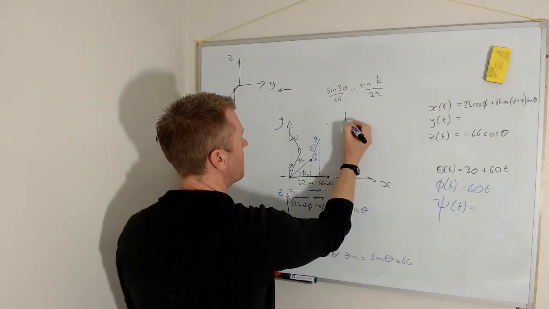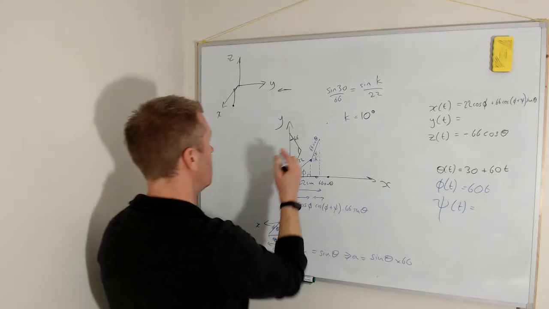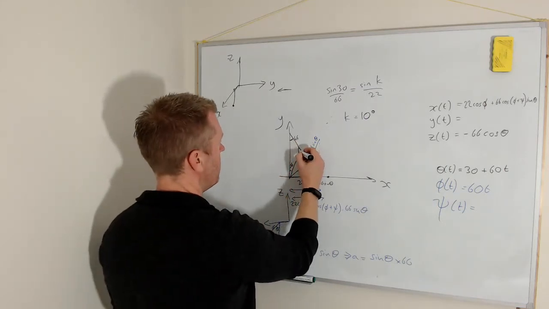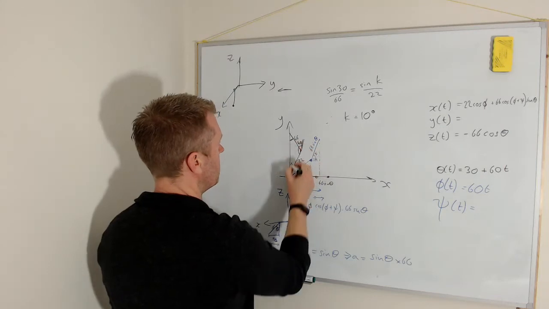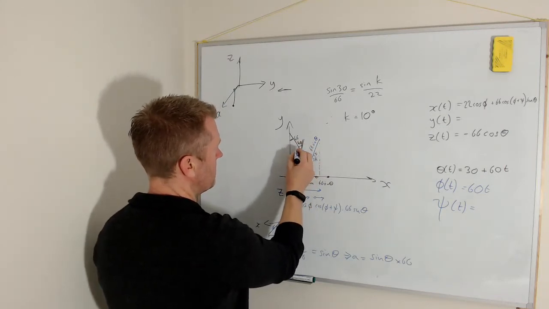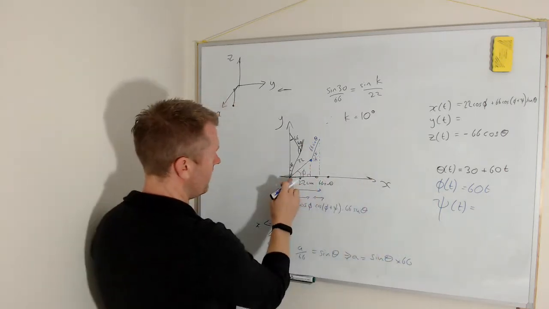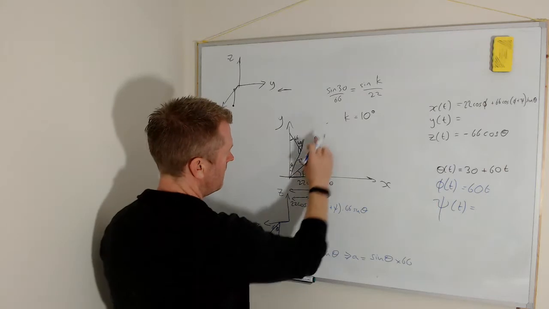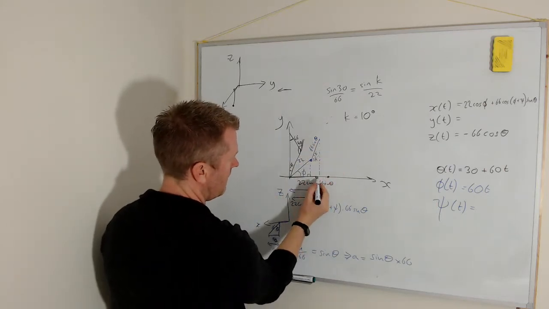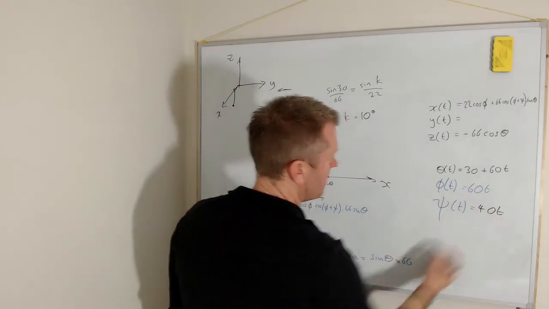Therefore when you work that out, k equals 10 degrees here, which means this angle here has gone to 40 degrees. This is 180 minus whatever. Therefore phi starts off at whatever, psi starts off at 0 with his arm straight and finishes off at 40, so it's 40t like that.